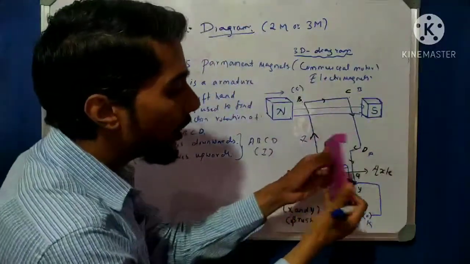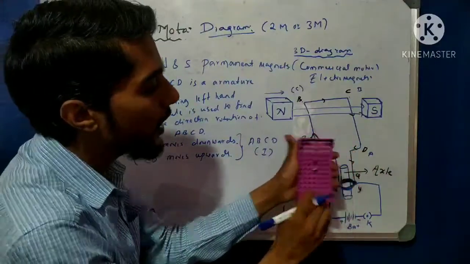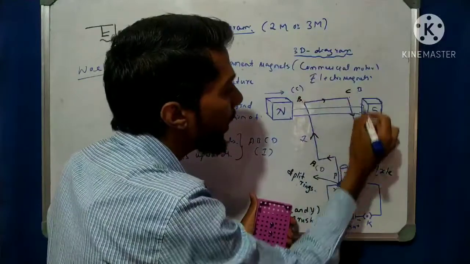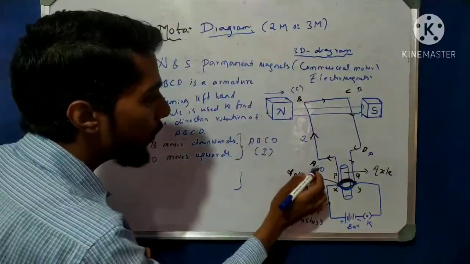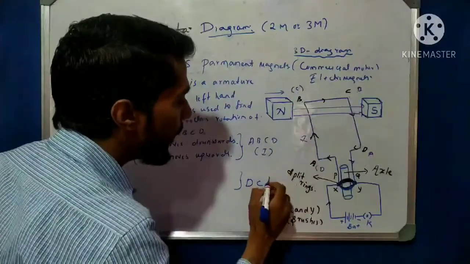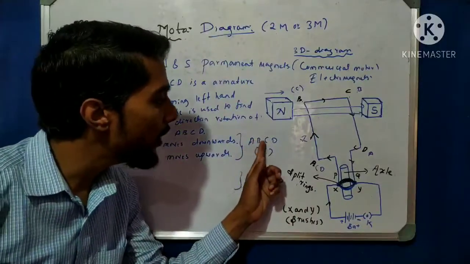After one half rotation, a 180-degree rotation, what happened? D comes here, C comes here, B comes here, and A comes here. So what is the direction of current now? It is D, C, B, A. The direction of current is reversed. Observe that in the first case it is A, B, C, D.